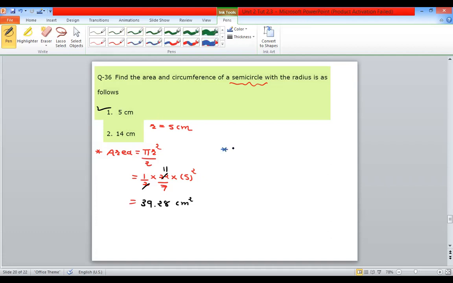Now the student, you must remember the circumference. It's not just half of the circle circumference. The formula is pi r plus 2r. Remember it. Don't forget. Pi is 22 by 7, r is 5, plus 2r. Take the cross multiplication. This 7 is multiplied here. So the 22 plus 14 by 7 into 5.